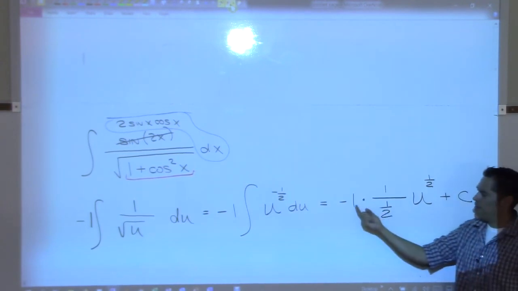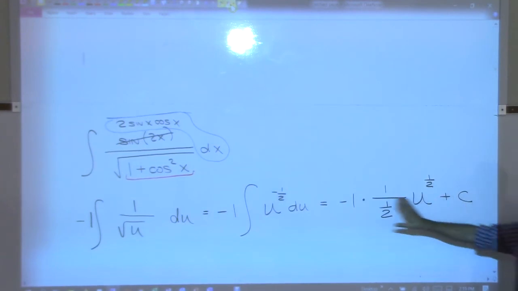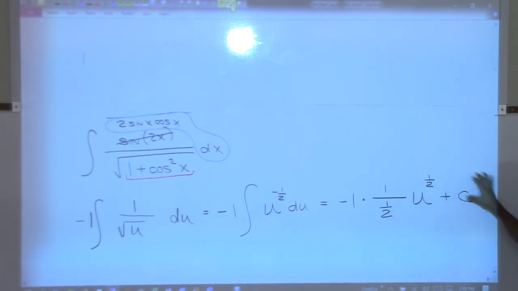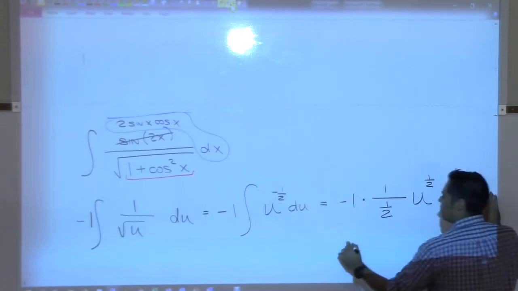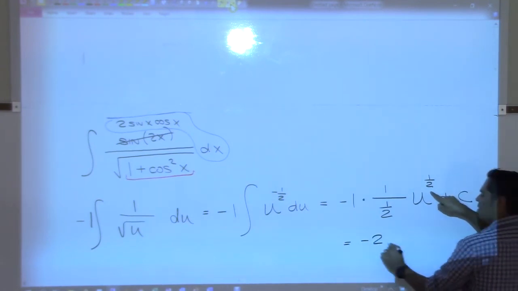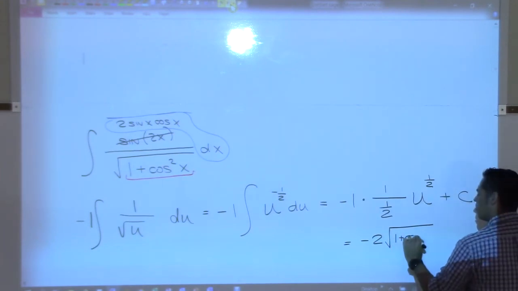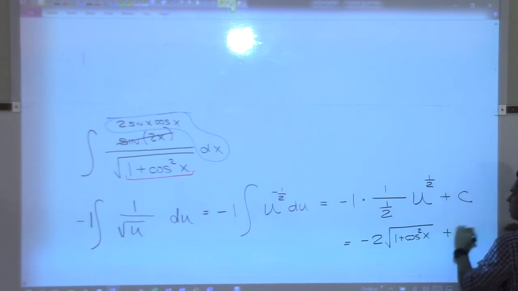What about that -1? Does that -1 have to distribute through to this constant? Well, the constant can be any constant, positive or negative. So it doesn't matter if you put plus c or minus c, it's still a constant. So you don't need to worry about distributing the negative through. Any constant you ever have out here, you do not need to worry about attaching it to the c at all. It's just a constant. So this should become -2. And that's just the square root, isn't it? Square root of u. But what's u? 1 plus cosine squared x plus c. There we go.